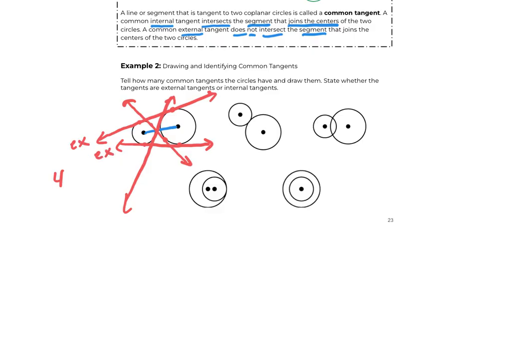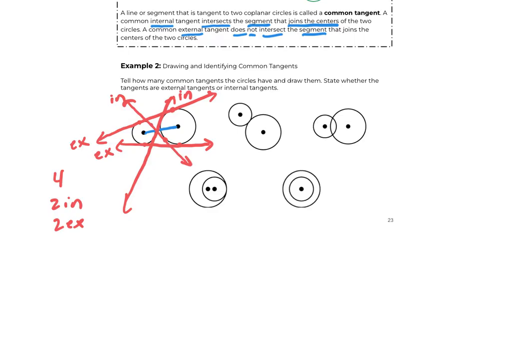The first 2 that I drew are external because they do not cross this blue line that I drew in. This is the segment that connects the two centers. The other 2 that I drew go right through the middle of that segment. So these 2 are what we call internal. So this one has 2 internal and 2 external. I'm just using the prefix to make it a little bit quicker. So you have 4 of them, and then we have to identify what type it is. Is it internal or is it external?